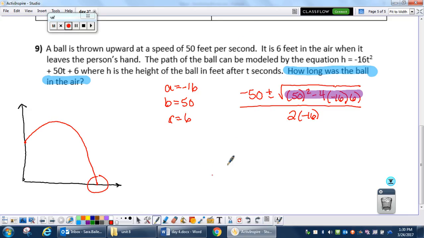So we get -50 plus or minus the square root of 2,884, and then 2a is -32. So again, you can do both answers and then just take the positive one.